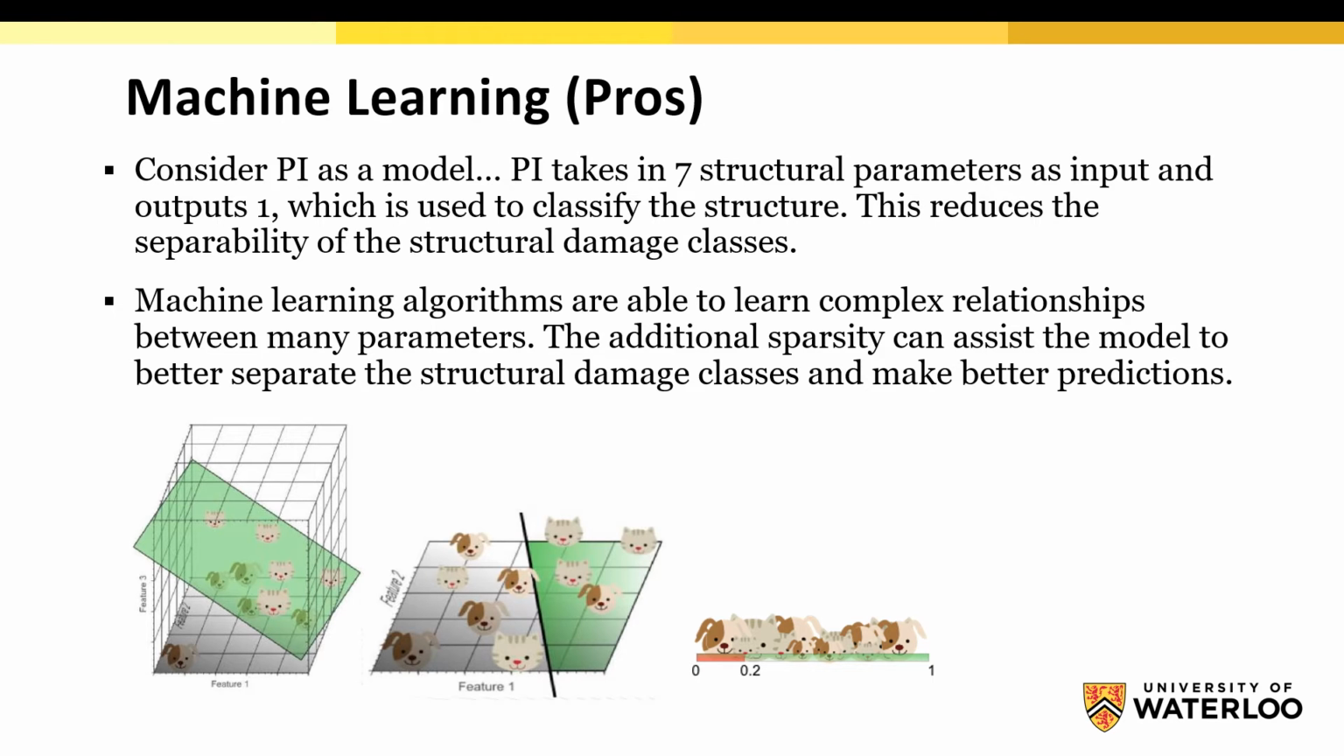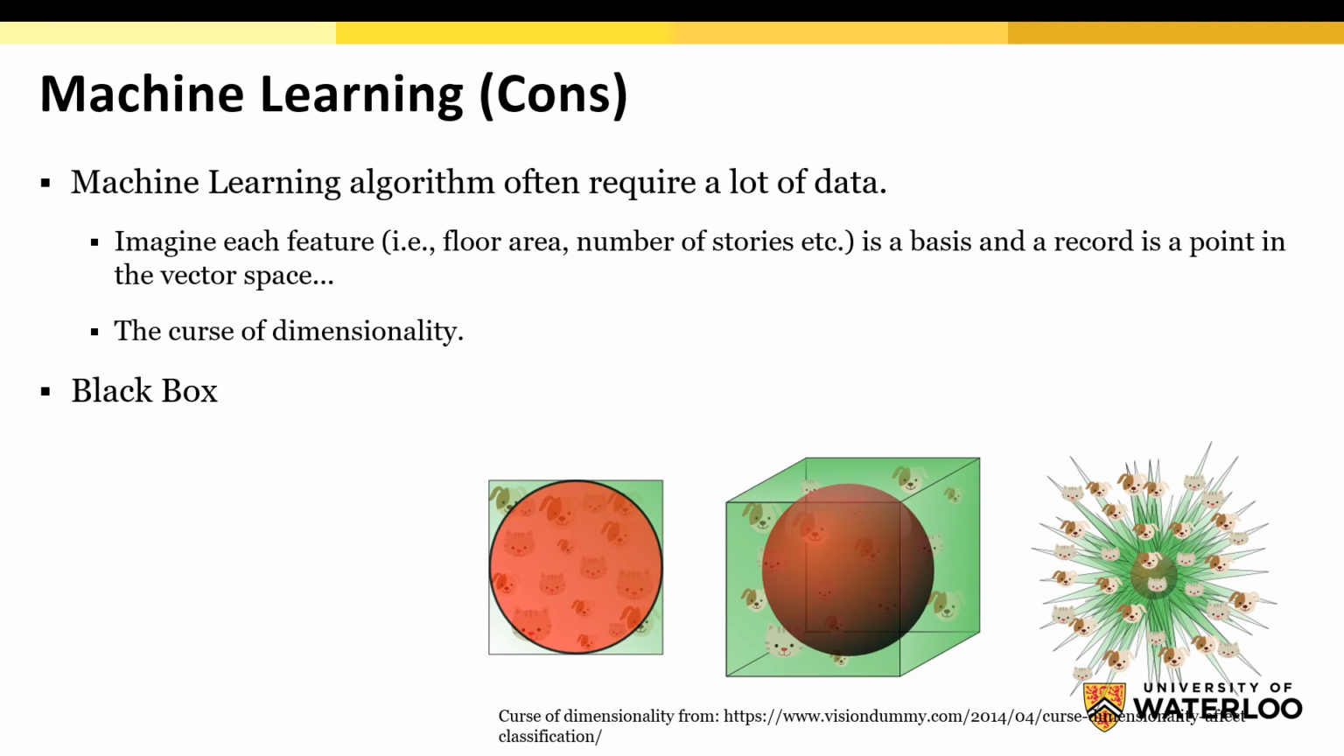Machine learning algorithms, on the other hand, are able to best leverage the number of records in the data to automatically fit complex models, which may be better at prediction tasks. Machine learning algorithms, though, generally use a lot of data. The reason for this is the curse of dimensionality.